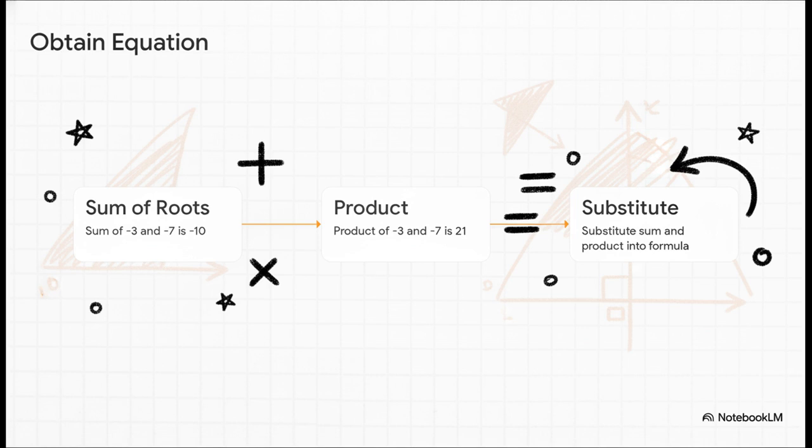Finally, step 3, just substitute these values right back into our master formula. We get x squared minus -10x plus 21 equals 0. And, since a minus and a minus become a plus, our final beautiful equation is x squared plus 10x plus 21 equals 0. Boom, it's really that straightforward.